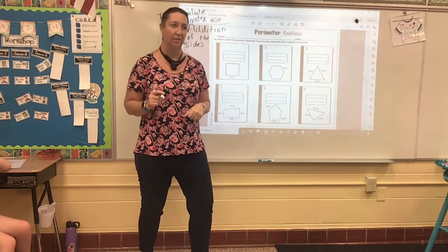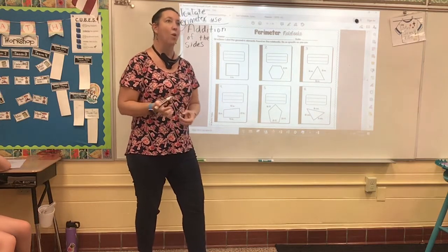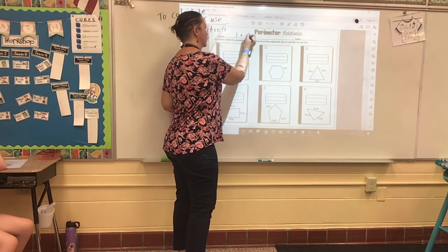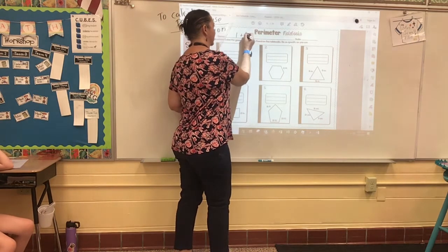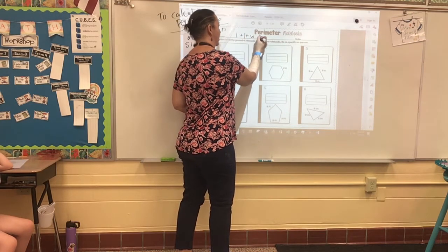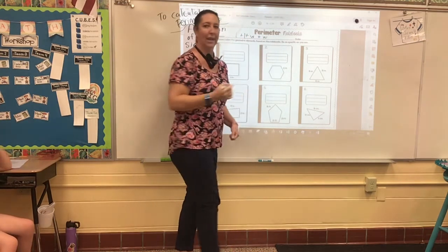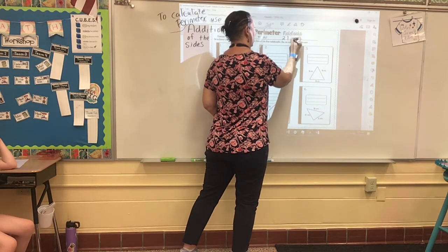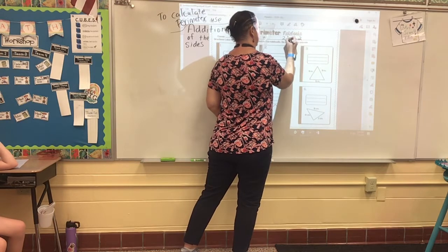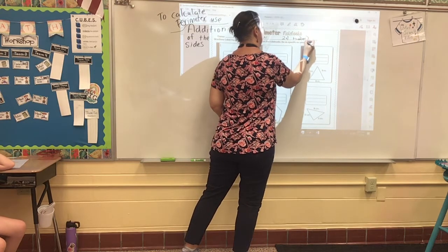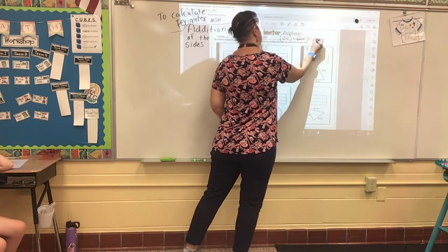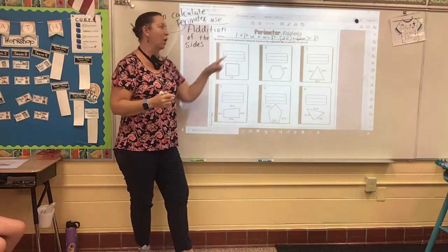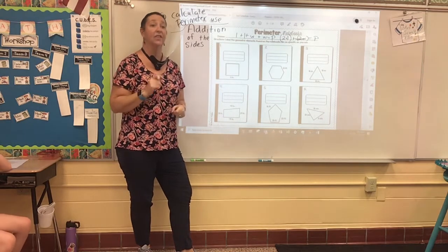What the perimeter is going to look like. So my formula looks like this: length plus length, plus width plus width. Another way to say that would be 2 times the length plus 2 times the width, like that. And that equals perimeter. So I can add all the sides, or I can multiply the sides if they're the same.